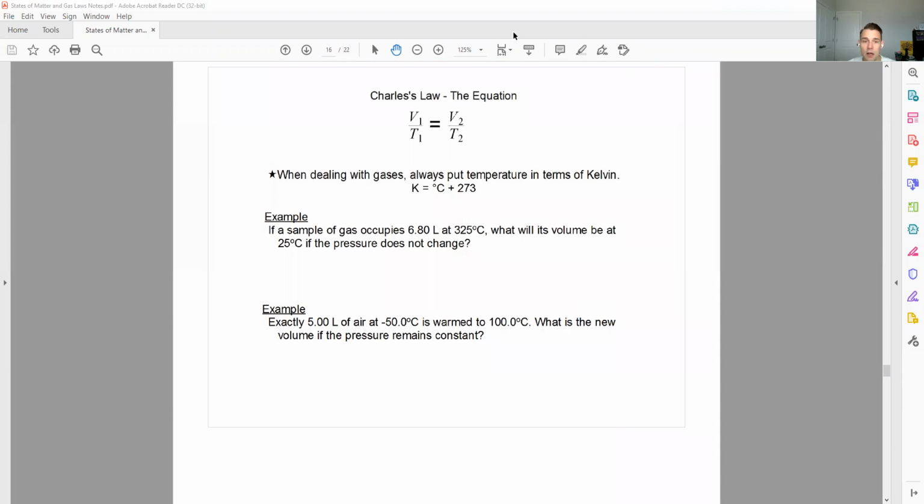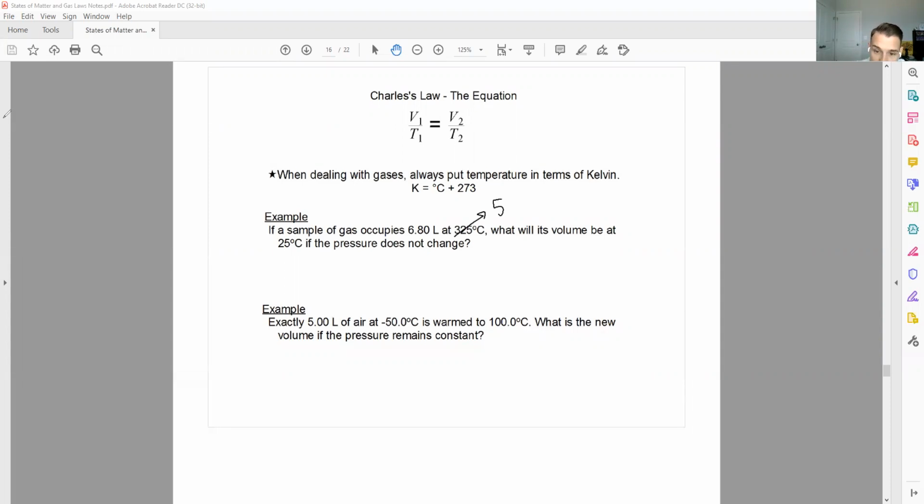Okay, the equation, V1 over T1 is equal to V2 over T2. And of course, we need Kelvin only. In order to get to Kelvin, we just add 273 to the degrees Celsius. So same thing as we did with our Boyle's law. As we go through, we can label it. And what I also like to do as I go through, I just like to immediately change it to Kelvin so I don't forget. So a sample of gas occupies 6.80 liters at 325 degrees Celsius.